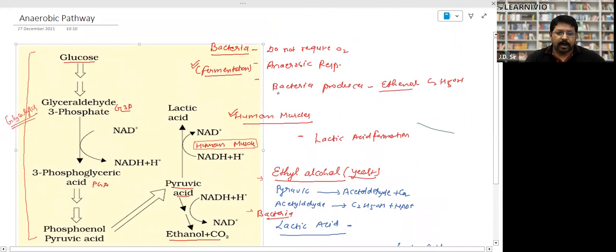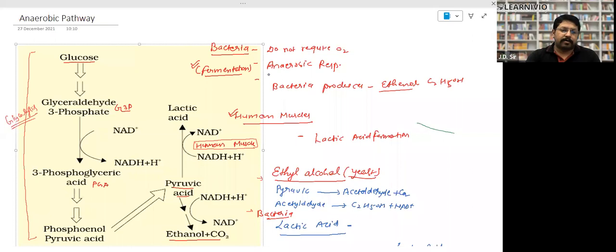And again, bacteria do not require oxygen. That's why the respiration is anaerobic, and fermentation is also an anaerobic reaction. Bacteria produce ethanol, that is C2H5OH, and lactic acid. The same reaction, this formation of lactic acid, takes place in human muscles as well during fatigue. When we do heavy exercise or run fast, what happens? The anaerobic respiration starts, and the formation of lactic acid takes place in our muscles as well.